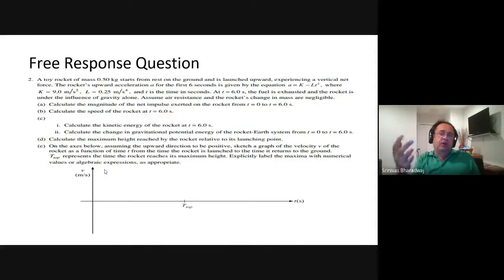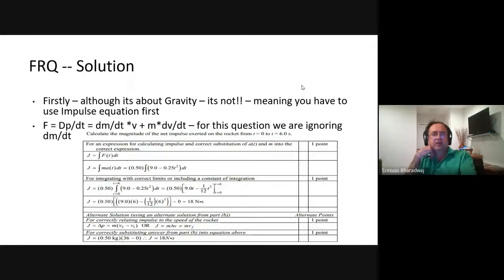The slope of the v versus t curve is the acceleration, and that acceleration is k minus lt square, right? So it goes to 0 at some point. Okay, so initially at t equals 0, what is it? It is 9. So initially it's 9 and then it goes to 0. So it's going to be something like that. Okay, so those would be all the parts to that free response question.